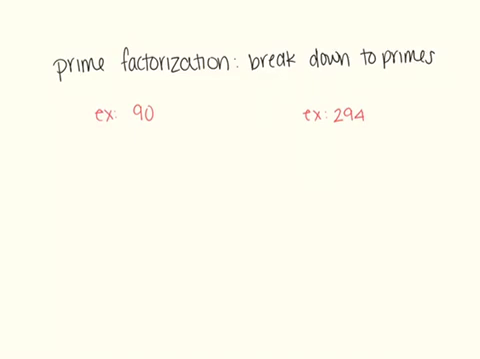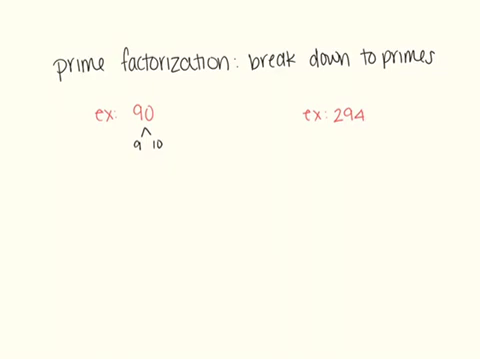With prime factorization, you're going to take a composite number, or a number that has divisors. You're going to break it all the way down into the prime numbers. It doesn't matter which two numbers you start with, just as long as they do actually multiply to the number. So for 90, I could start with 9 and 10. You could start with 3 and 30, and you'd still get the same prime factors, just as long as the numbers multiply to the number in the question.